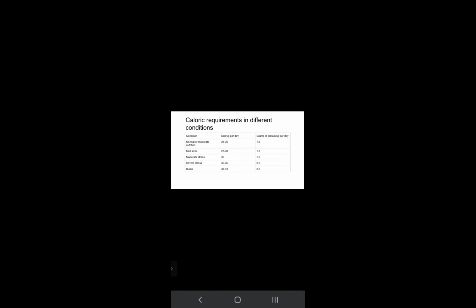In burn cases, the energy requirement is 35 to 40 kilocalorie per kg per day, and protein requirement becomes 2.5 gram per kg per day.